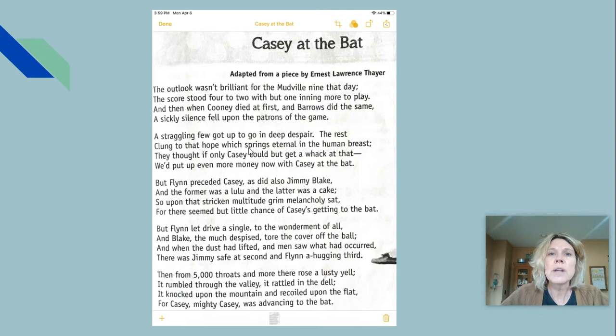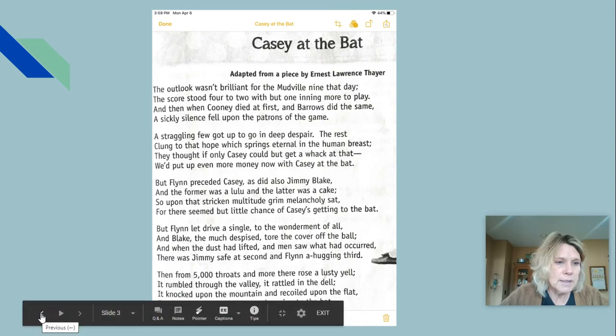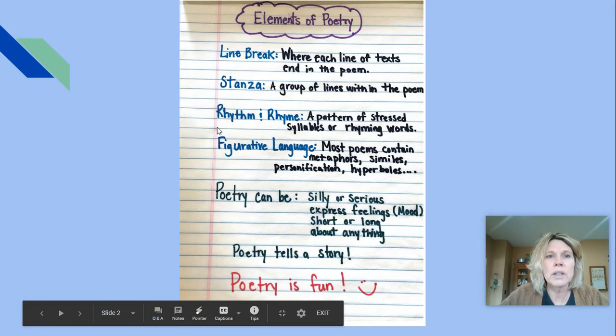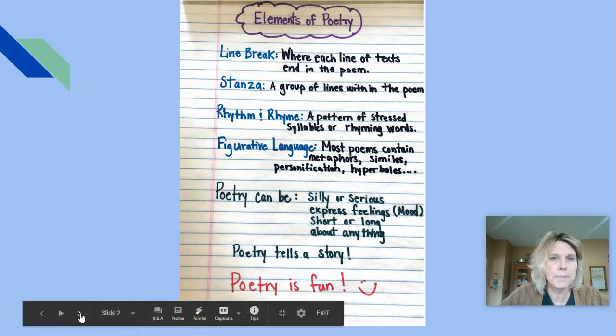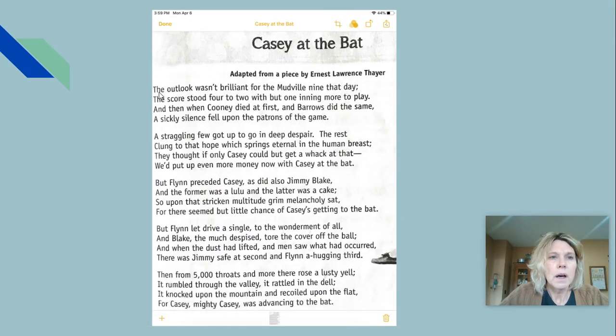Okay. So now, if I go back to my slide 2, we're going to look at rhythm and rhyme. Rhythm and rhyme. So let's take a look. Rhyme. Let me just read this first stanza, and then we'll go back and talk about it.